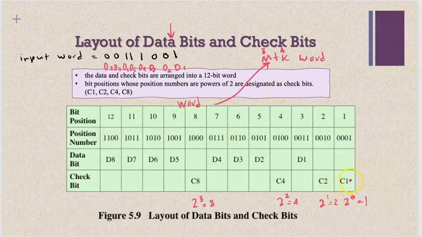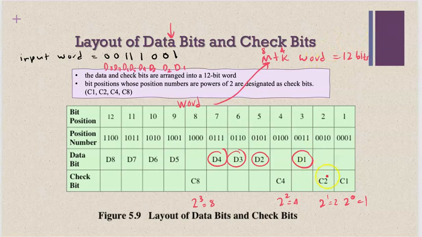So if my C1 is already at position 1, C2 is already at position 2, my D1 gets to go over here. And then C4 gets position 4, and the rest is empty, so I get to put my D2, D3, D4. And then my C8 is filled at position 8, and the rest is empty, so I get to fill in my D5, D6, D7, and D8. Now I have 12 positions altogether, which is exactly how it should be, because 8 data bits would require 4 check bits or more.